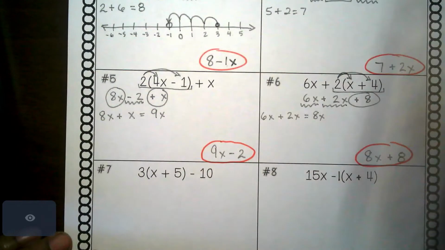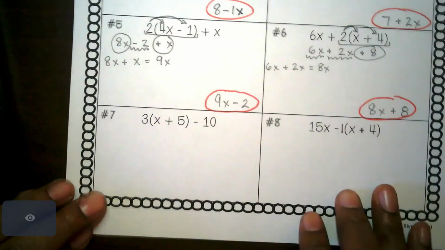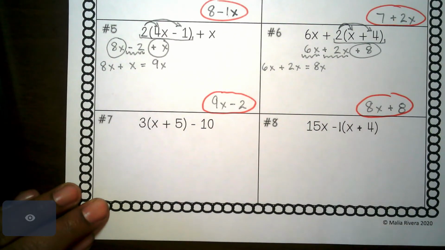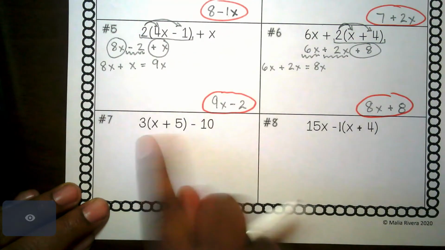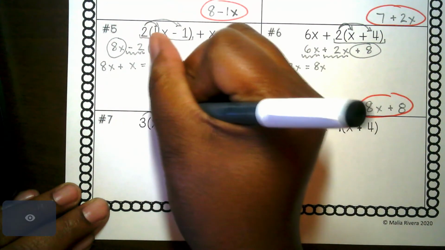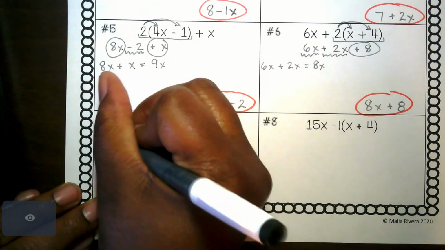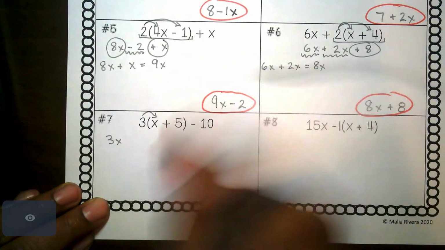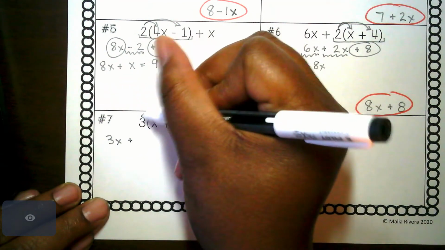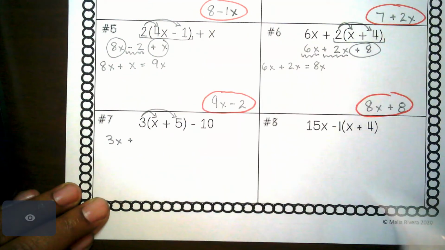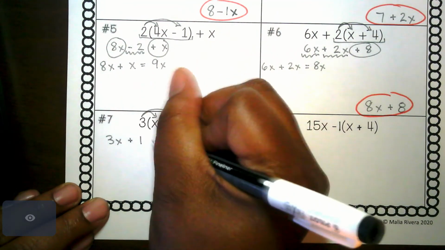All right, let's look at number 7. Number 7 has another distributive property one. So let's work on this first. Let's simplify the distributive property section. 3 distributed to the x is 3 times x, so that gives me 3x. I see we're adding. And now I'm going to multiply 3 times 5. That gives me 15.